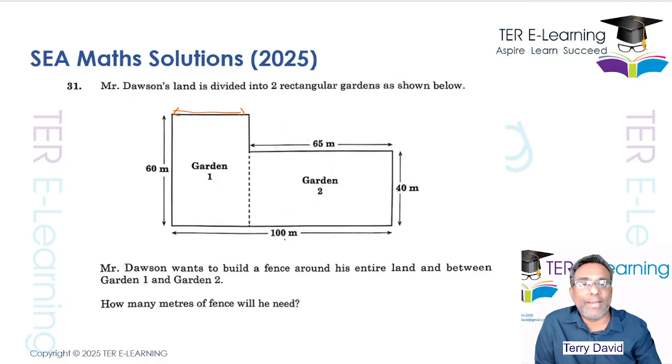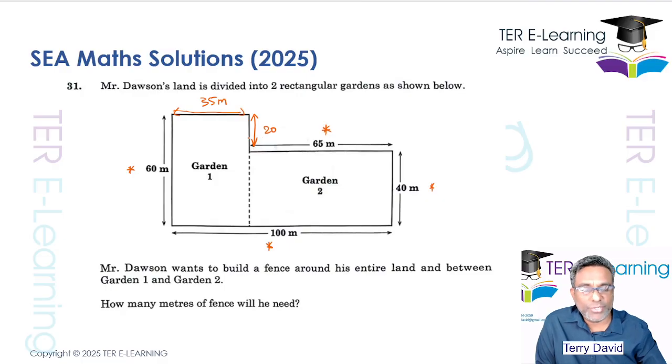So we need to get what is this length here. All we need to do is to take 100 and subtract the 65 to get that length. So 100 minus 65, you're going to get 35 meters. We also need to get this length here. So you're going to use this 60 and this 40 to get that length. So 60 minus 40, you'll get 20 meters.